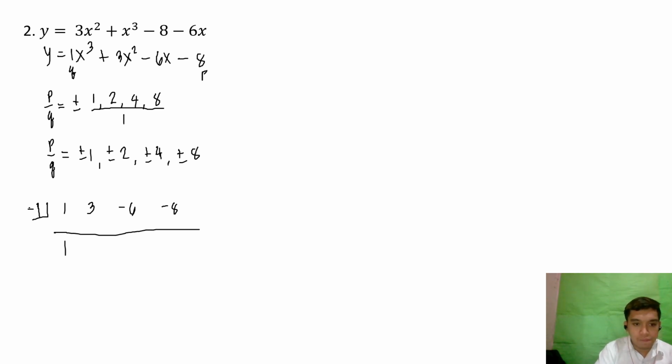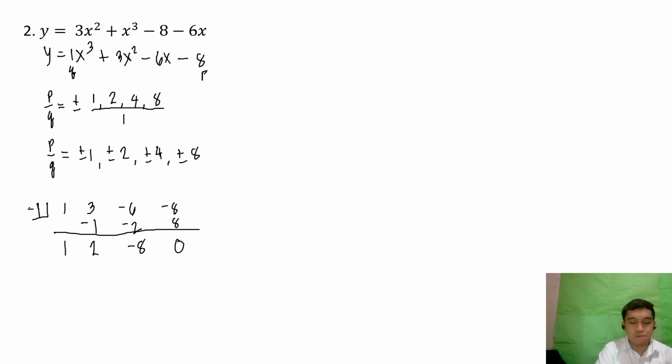So, bring down 1. 1 times negative 1 is negative 1. Then 3 plus negative 1 is positive 2. Then 2 times negative 1 is negative 2, right? So, negative 6 plus negative 2 is negative 8. Then, negative 8 times negative 1 is positive 8. So, negative 8 plus 8 is 0.